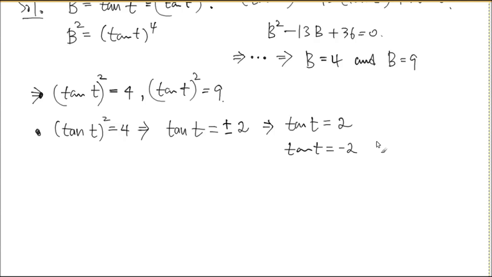Right? So you have to solve these 2 equations now. All right, let's look at the other one. Tangent t squared equals 9. What do you see here? Tangent t being plus minus 3.